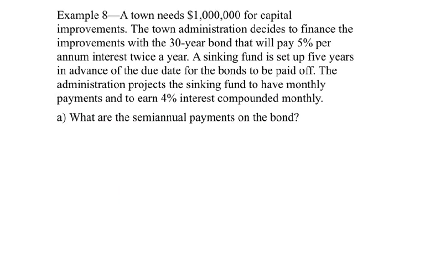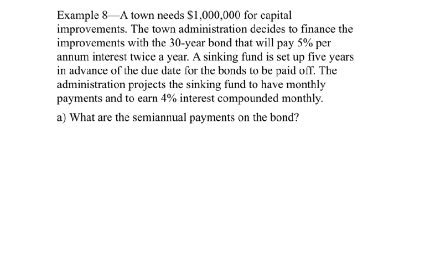Next, we have example 8. A town needs $1 million for capital improvements. The town administration decides to finance improvements with a 30-year bond that will pay 5% per annum interest twice a year. A sinking fund is set up 5 years in advance of the due date for the bonds to be paid off. The administration projects that the sinking fund to have monthly payments and to earn 4% interest compounded monthly. What are the semi-annual payments on the bond?